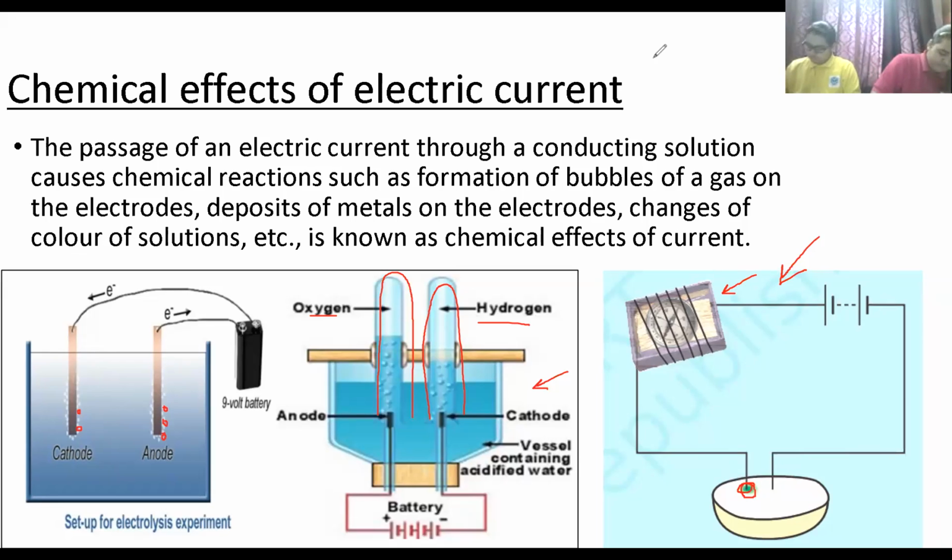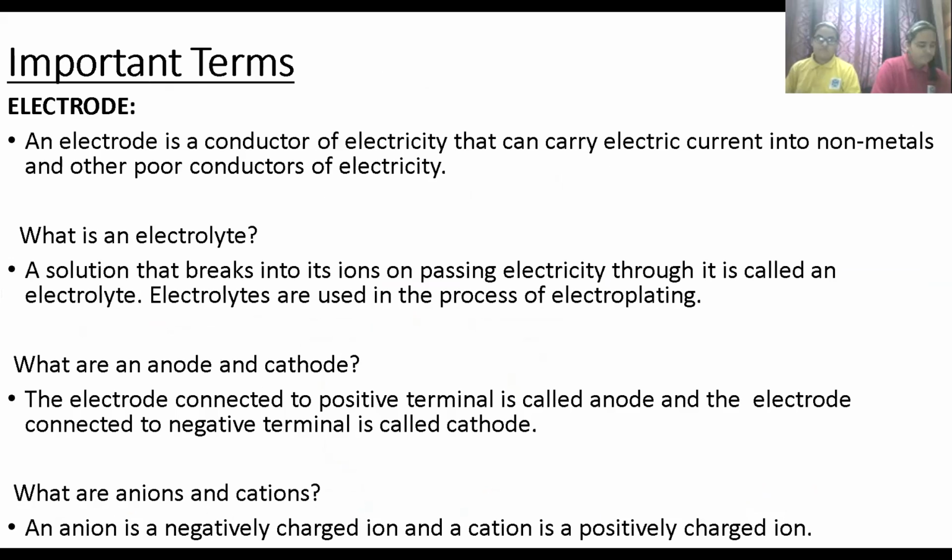Understood, all of you? So this was the meaning of chemical effects of electric current. Okay. Is it clear? Yes, sir. Okay. Next, there are a few terms that we need to understand before understanding the next topic. And these are those terms. I'm explaining this to you. See, you have to remember this figure.